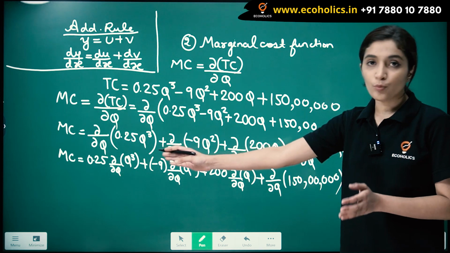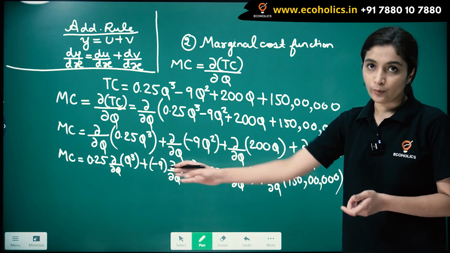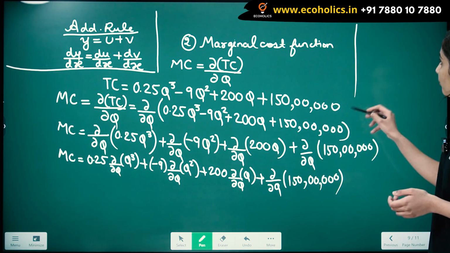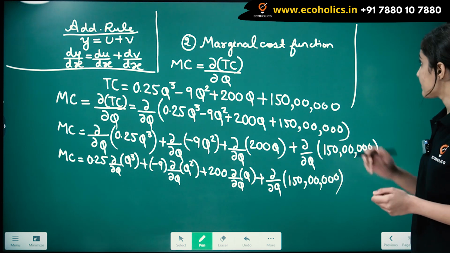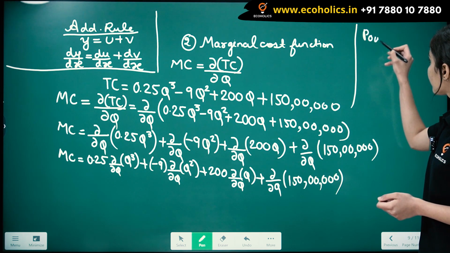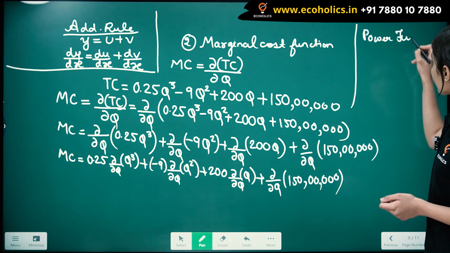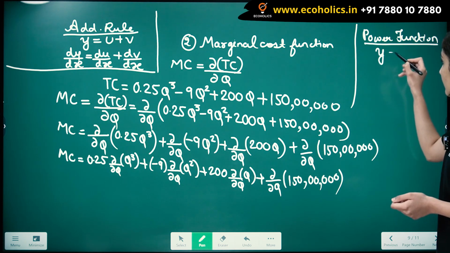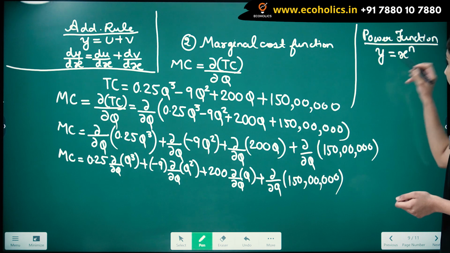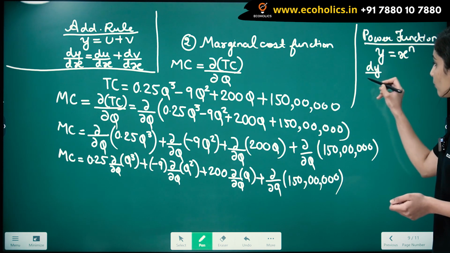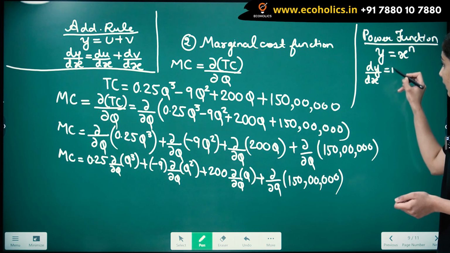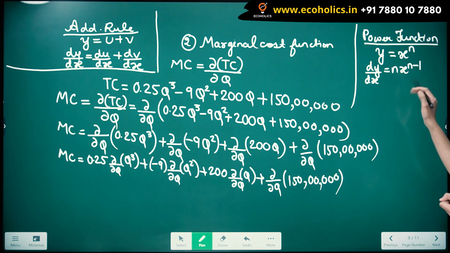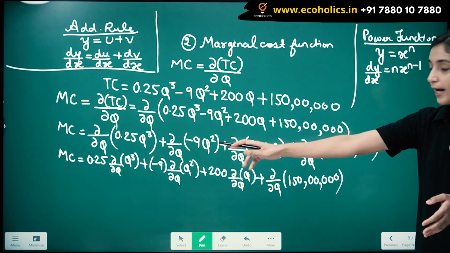Now, we have 0.25 differentiation of Q cube. In this case, we are going to use the power function rule of differentiation. The power function rule of differentiation states that when y is equal to x raised to n, dy by dx is going to be equal to n x raised to n minus 1. So now in this case we have n as 3.